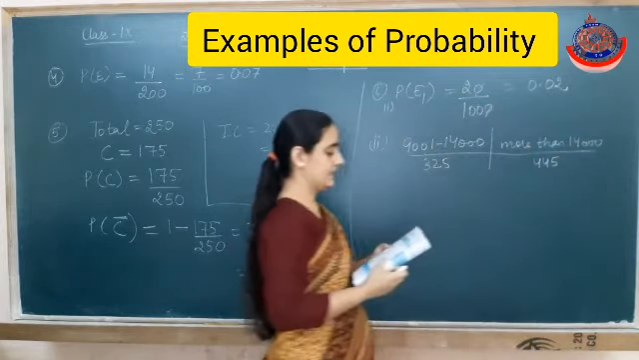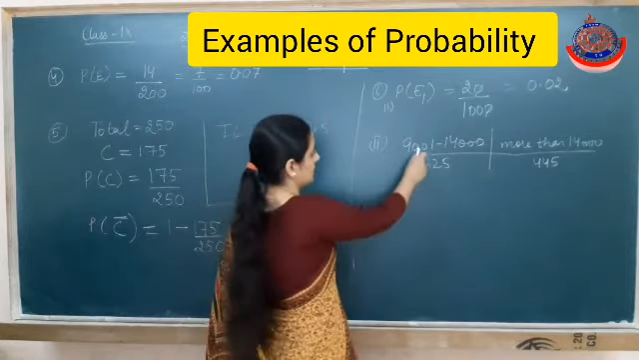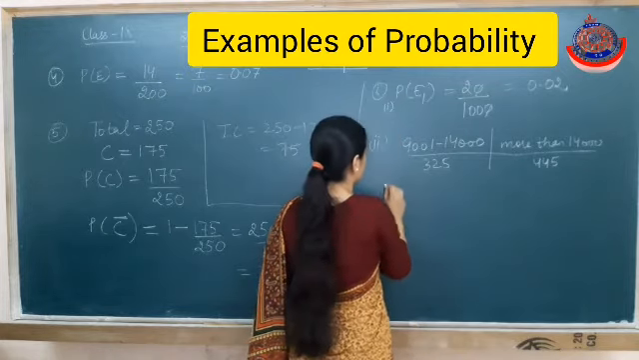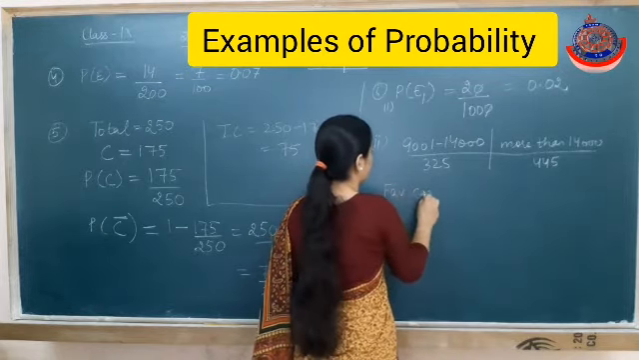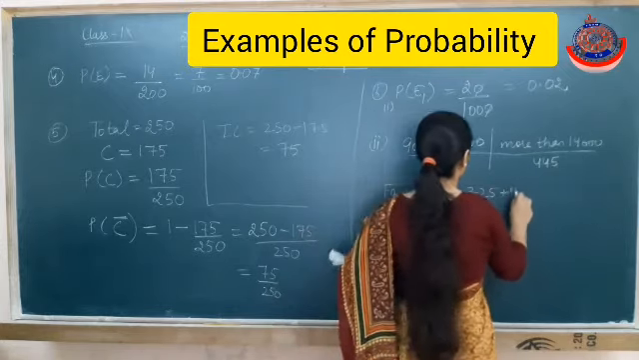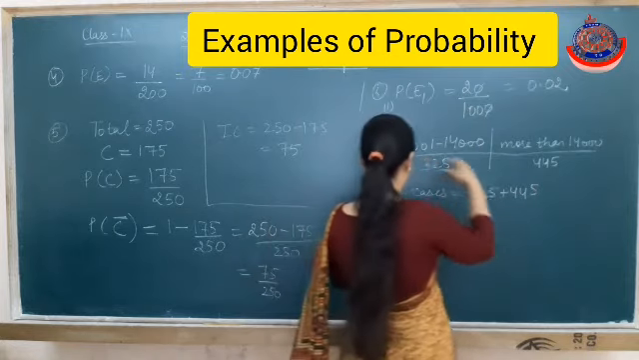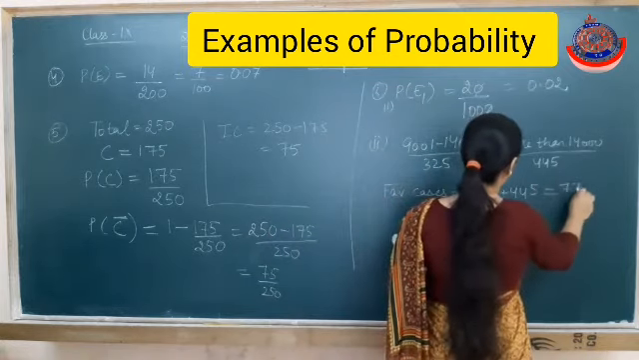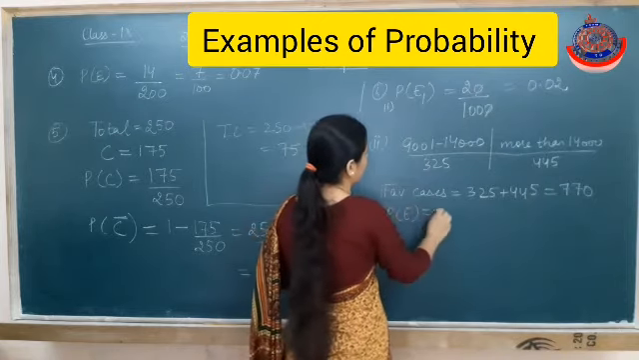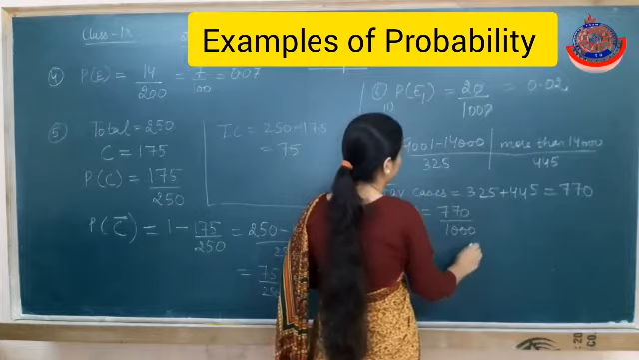Now the question is, it will last more than 9000. This is more than 9000, and this is also more than 9000. So favorable cases here will become 325 plus 445, which is equal to 770. So we will find the probability accordingly. That will be 770 upon 1000.